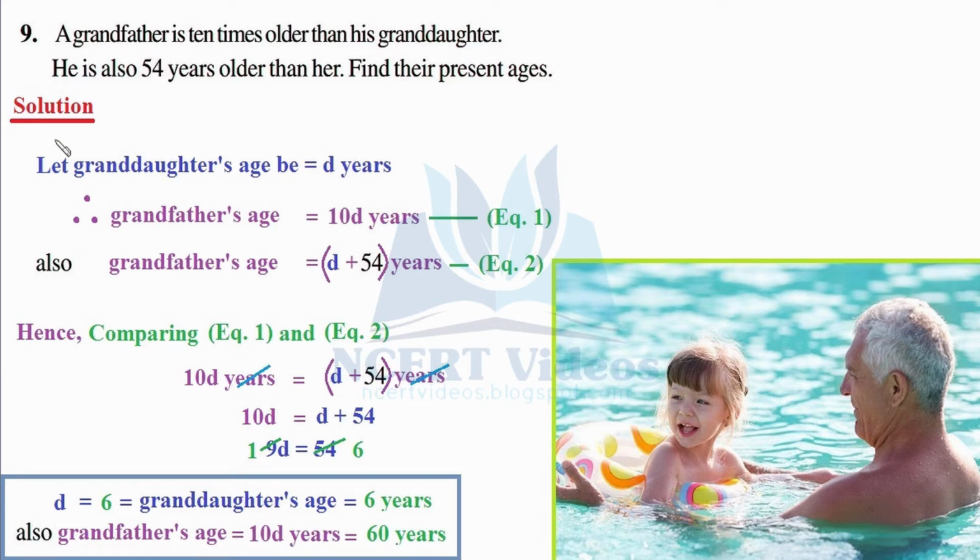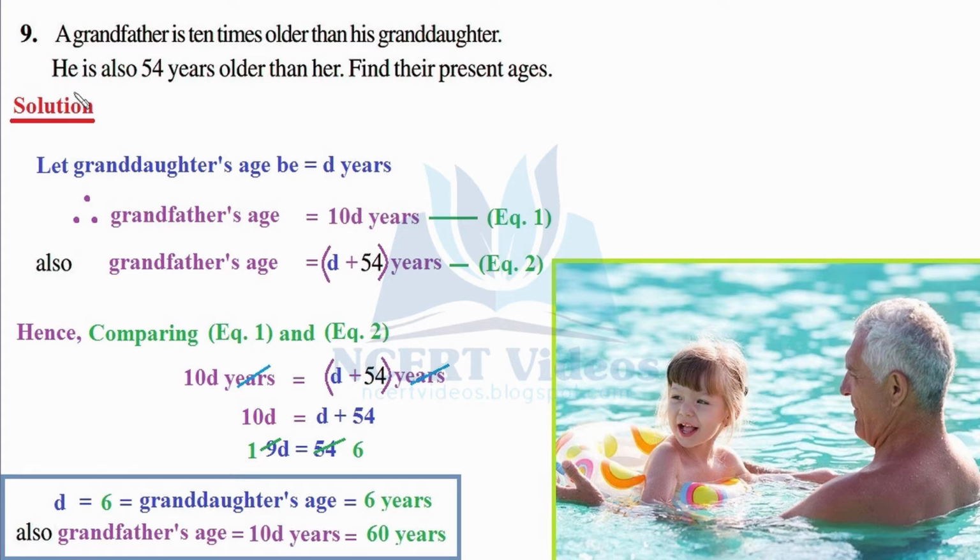Prior to solving, let's visualize it. So we have a grandfather and he's got a granddaughter. The statements give us hints about their present ages, which we have to find. So let's read the statements again. A grandfather is 10 times older than his granddaughter. It simply means whatever the age of the granddaughter is, the grandfather's age can be calculated by multiplying 10 with the granddaughter's age.